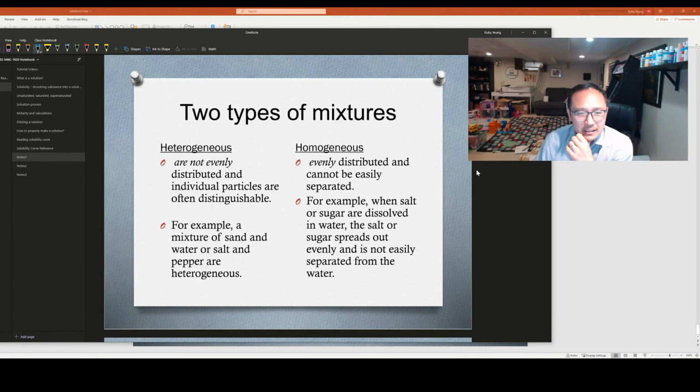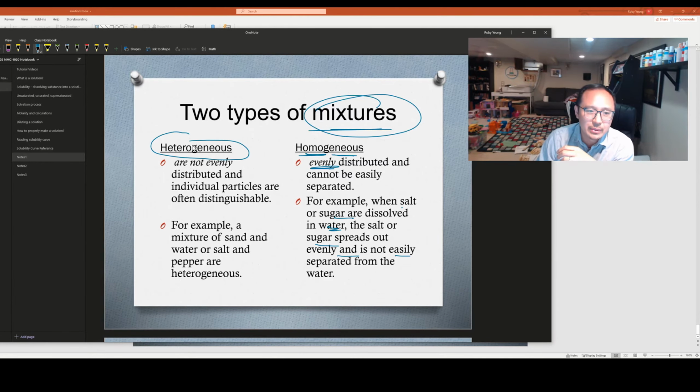So homogeneous, the types of mixture here. So we're looking at mixtures. Homogeneous means really evenly distributed. So when salt and sugar are dissolved into water, the salt or sugar spreads out evenly and it's not easily separated. Whereas a heterogeneous one is not evenly distributed, and it's like sand and water or salt and pepper, like you can separate that, right?